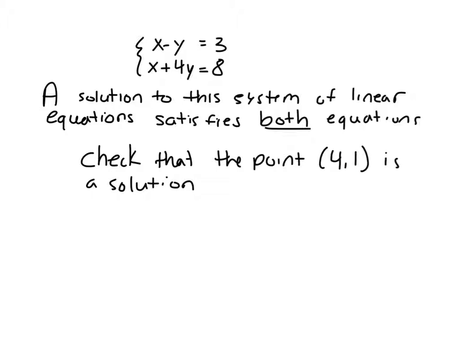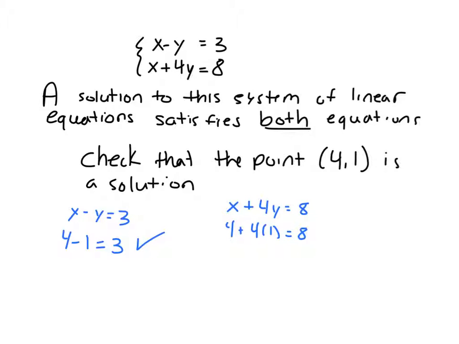and its solution is when x is 4 and y is 1. So if we were to check that this is a solution, first we would plug the point (4, 1) into equation 1. So this would be 4 minus 1, and that equals 3, so that's good. And then we would check the second equation. I would type in 4 for x and 1 for y. Okay, 4 plus 4 is 8, so that's correct.